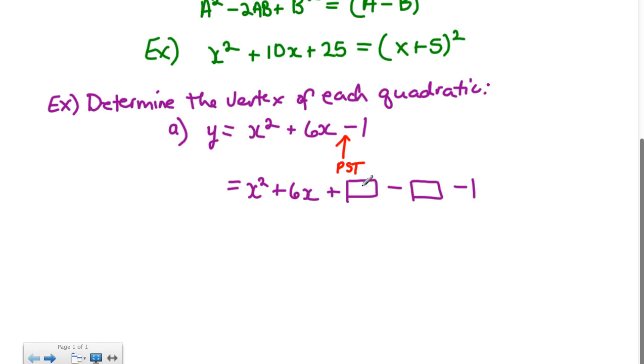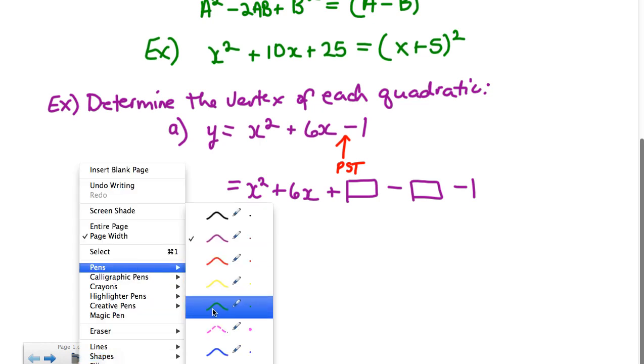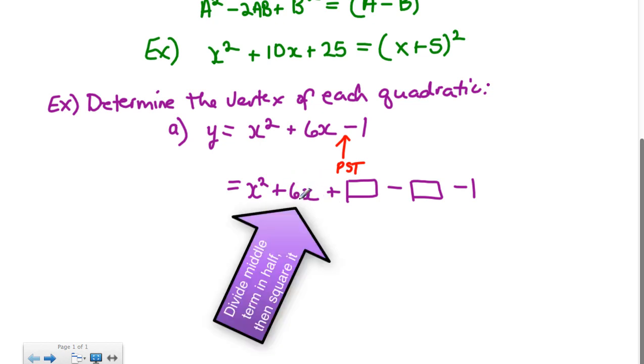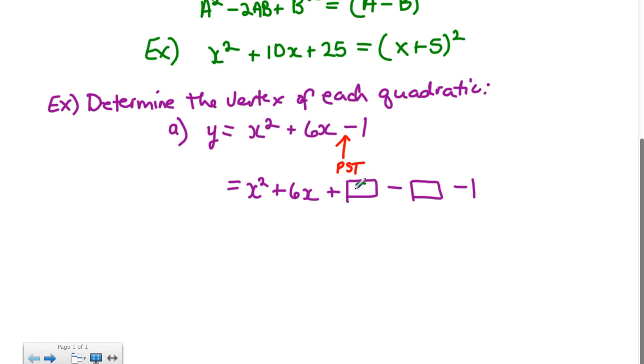But if I add in something that makes this a perfect square trinomial, I'm just going to change the way the equation looks. It started off like this in standard position, and I want to get it into vertex form. So the value that I'm going to add in is a value that completes the square. And in order to find the value that completes the square, I take the middle term, divide it by 2, and square it. So half of 6 is 3, and squaring that is 9. So I'm going to add 9 and take 9 away.